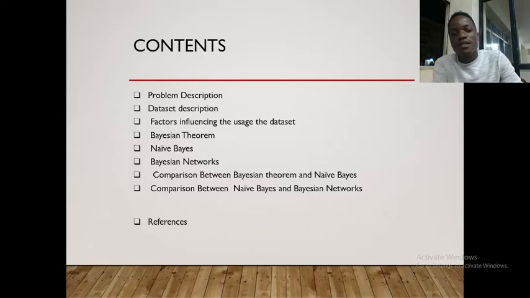So in today's context I'm going to talk about problem description, dataset description, factors influencing the usage of the dataset, then Bayesian theorem, naive Bayes, then Bayesian networks, comparison between Bayesian theorem and naive Bayes, and then comparison between naive Bayes and Bayesian networks, and the references.